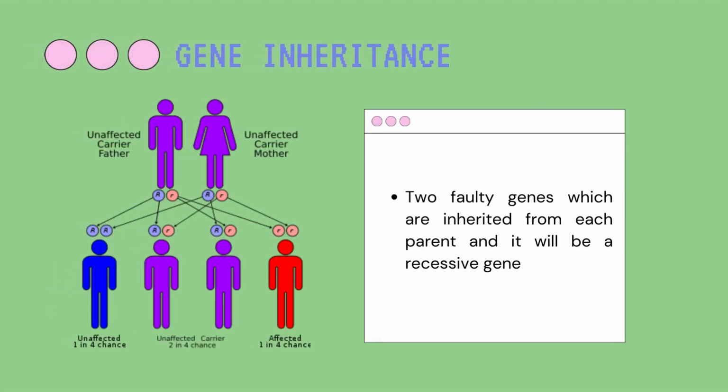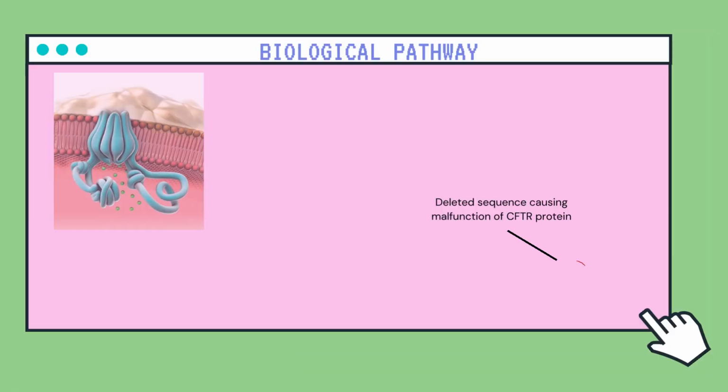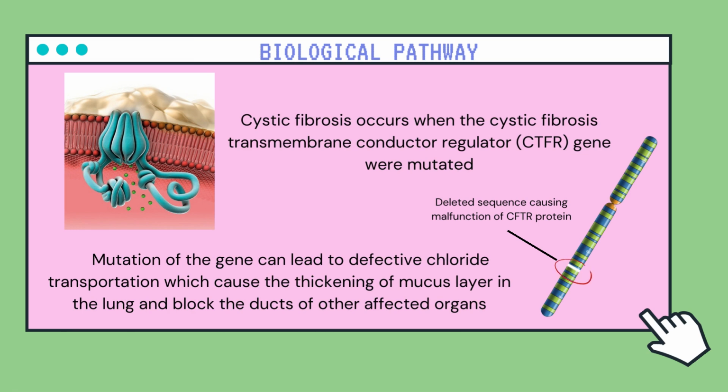In addition, people who inherit this disease will have two faulty genes, one inherited from each parent, and it will be a recessive gene. Plus, some symptoms of cystic fibrosis that can be detected at an early stage are slow growth, trouble in breathing, and recurrent sinusitis. Next is the biological pathway of cystic fibrosis.